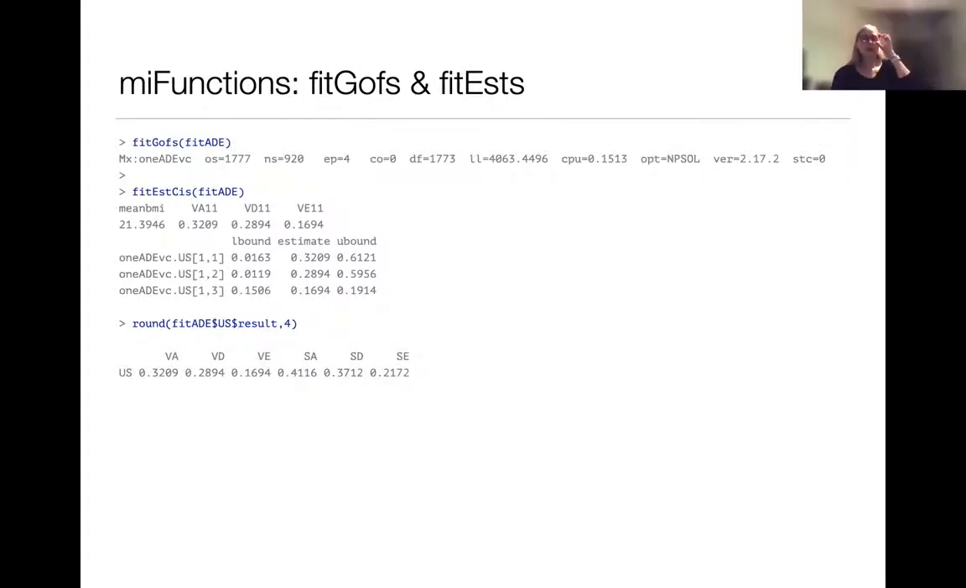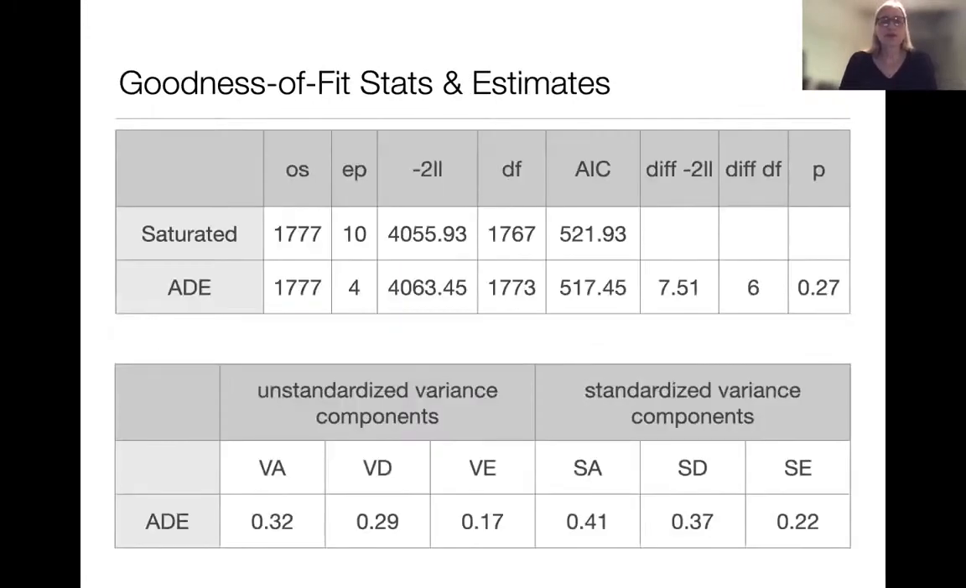So looking at the results here, you notice that of the total variance, which is about 0.7-ish, a good chunk is due to VA, a bit less to VD, and even less to VE. And if you work out what the standardized components are, it suggests that 41% of the variance in BMI is accounted for by additive genetic factors, 37% by dominance genetic factors, and 21% by unique environmental factors. So here we've just summarized that same information in slightly more readable tables.